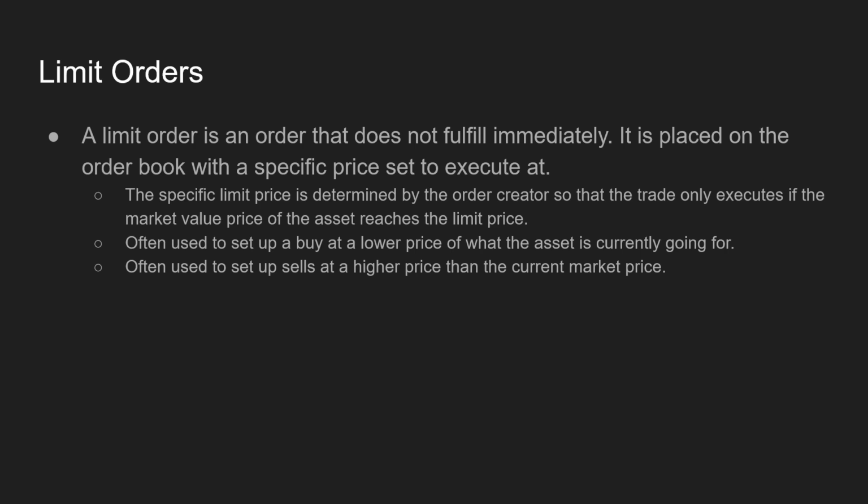And same thing with the sell. Let's say Bitcoin is trading at 41,000 and you have a whole Bitcoin. You want to sell it, but you think it's going to go higher in price. You don't want to sell it at 41K. Maybe you want to sell it at 44. You can set up a limit sell order and set it so that it only will fulfill at 44K.